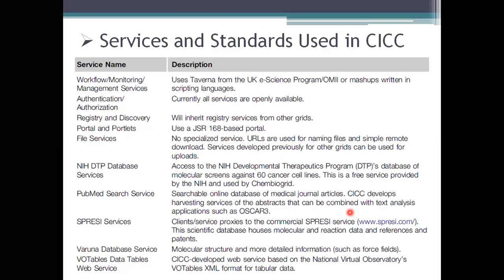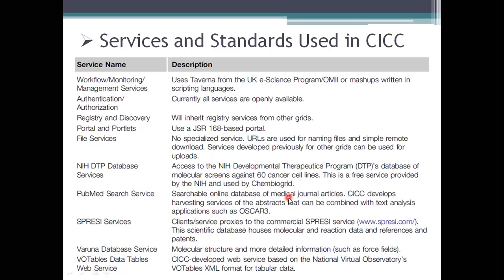If they want these things to be available, they need to take this service. I want to take the inheritance of the other grids. Then I want to take the registry and discovery. So my requirement will decide the service I need. Okay. So here I want to take the JSR 168 based portal. Then I need to access the service which is the portal and portlets. The requirement will decide the service. The service won't decide the requirement.